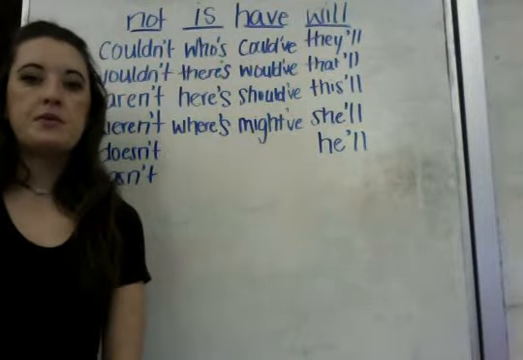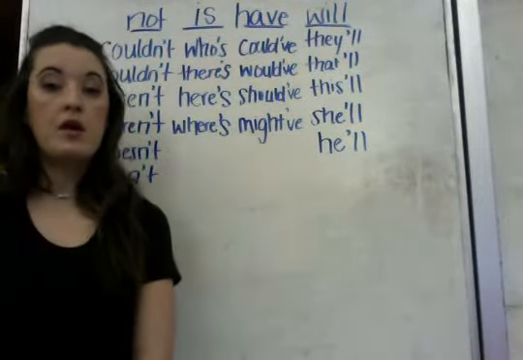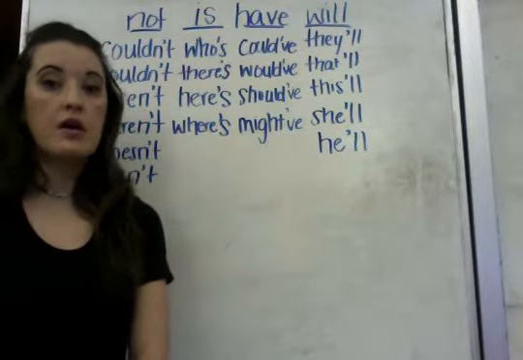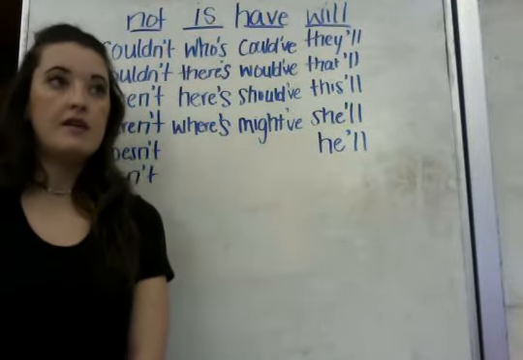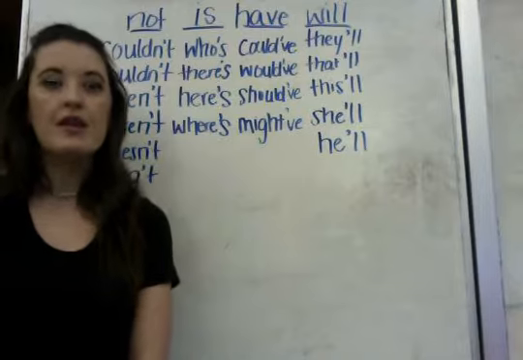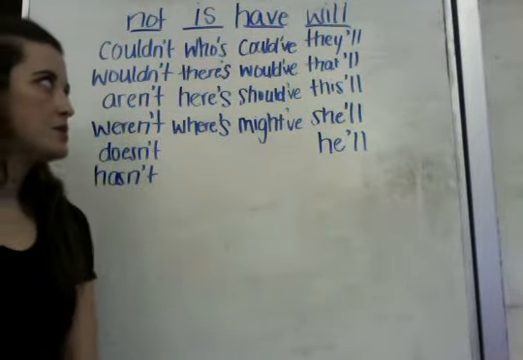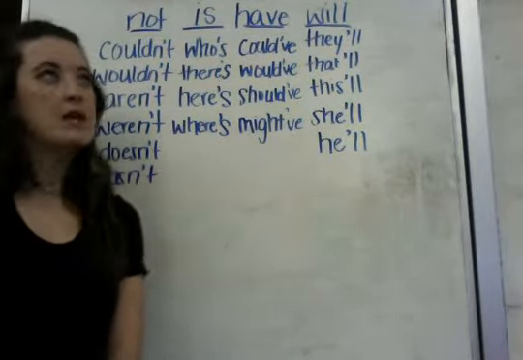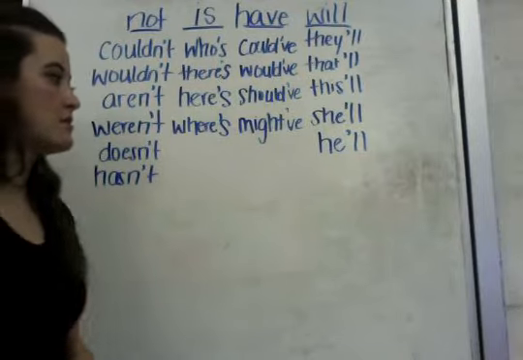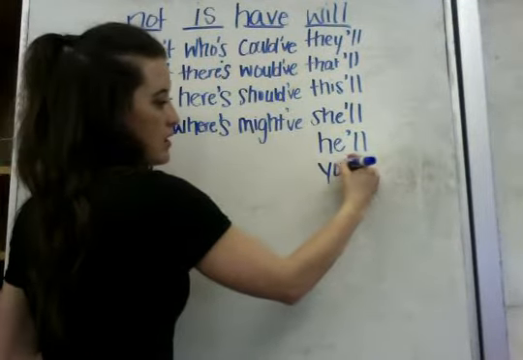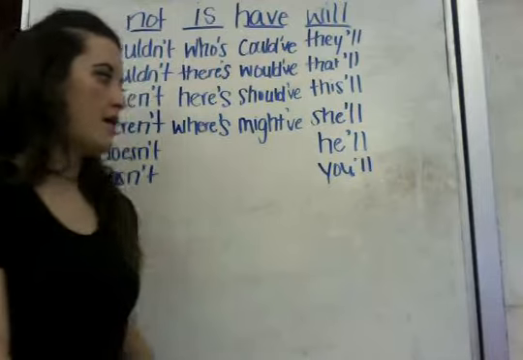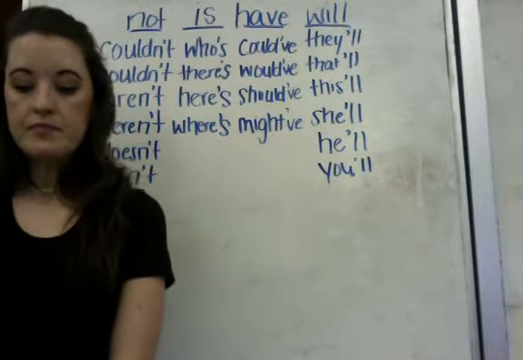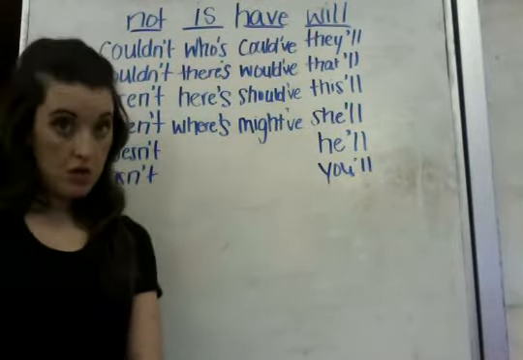The next word is the word you'll. You'll have your lunch at 11:20. You'll is a contraction for you will. So that's going to go under our fourth column. Let's say and write you. Apostrophe LL. You'll.